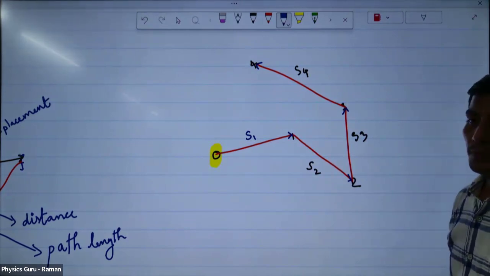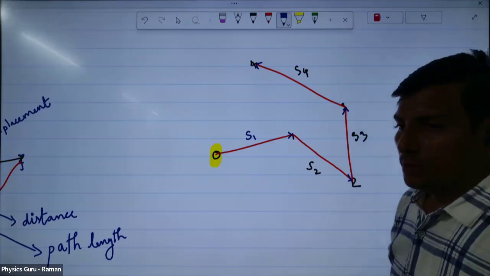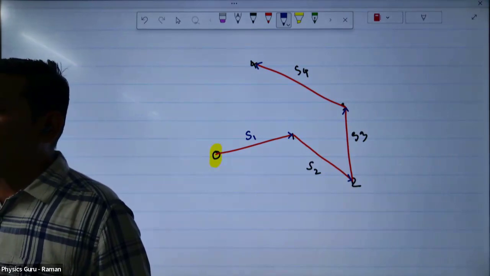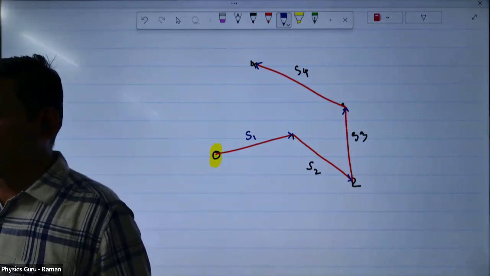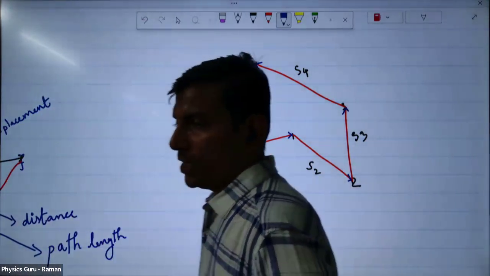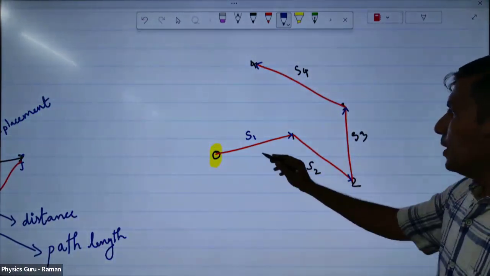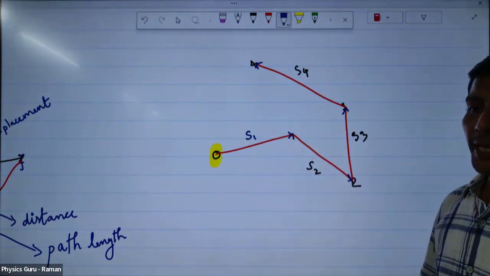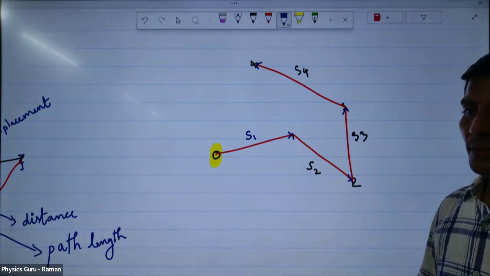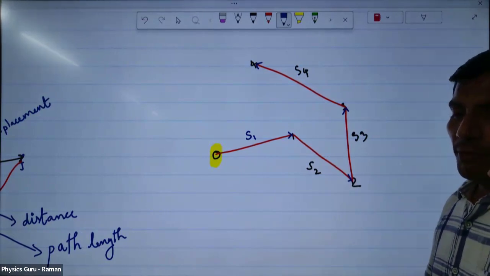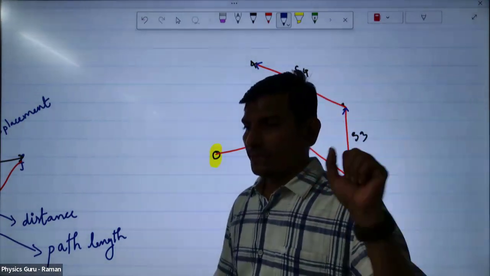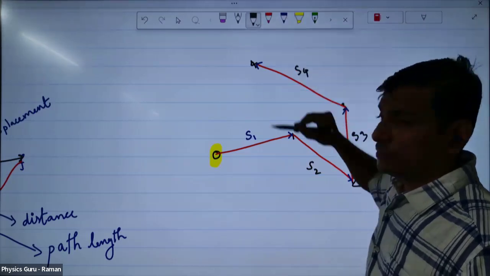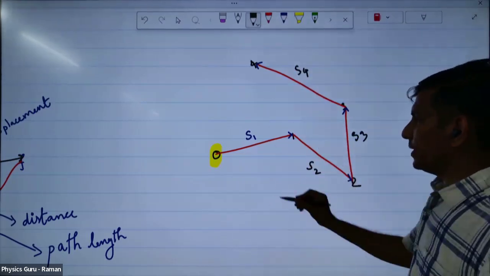So there are 4 displacements now. Now if I ask you to find out what is the average displacement. Let's assume that each segment is traveled in 5 seconds. Can you follow? Each segment is traveled in 5 seconds.